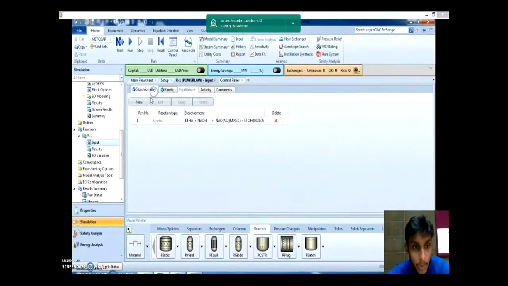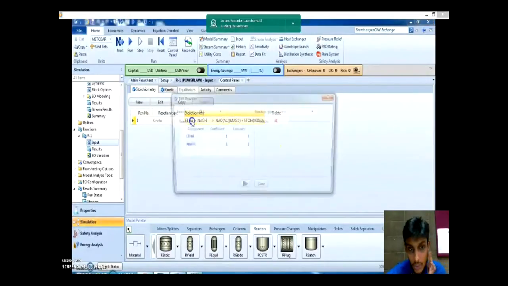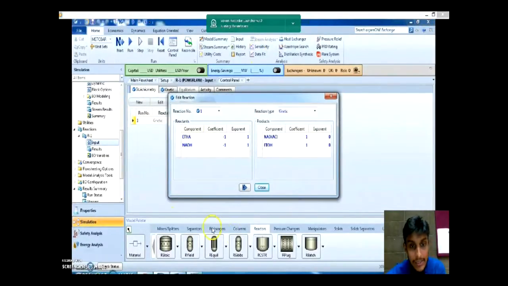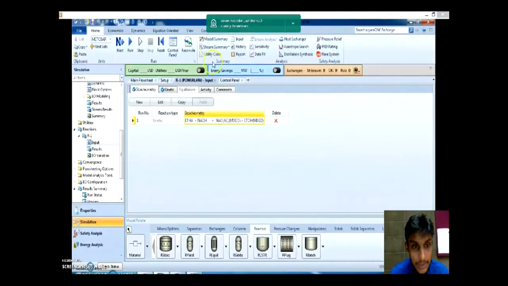Now moving on to the power law and the stoichiometry. The stoichiometry inserted is this, with the reactant having a coefficient of -1 and the product having a coefficient of 1. So we press the next button.